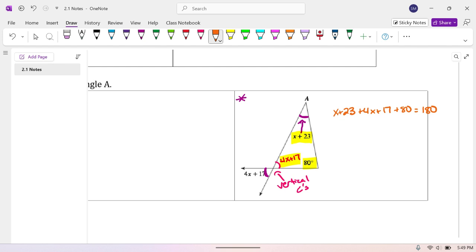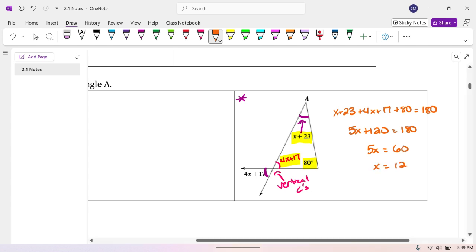Now, I'm going to combine like terms, so the x plus 4x is 5x. 23 plus 17 plus 80 is 120, is equal to 180. Subtract the 120 from both sides, I'll get 5x is equal to 60. Divide both sides by 5, x is equal to 12.